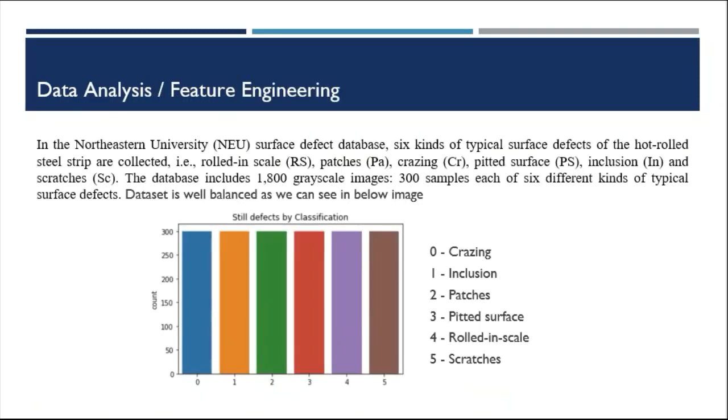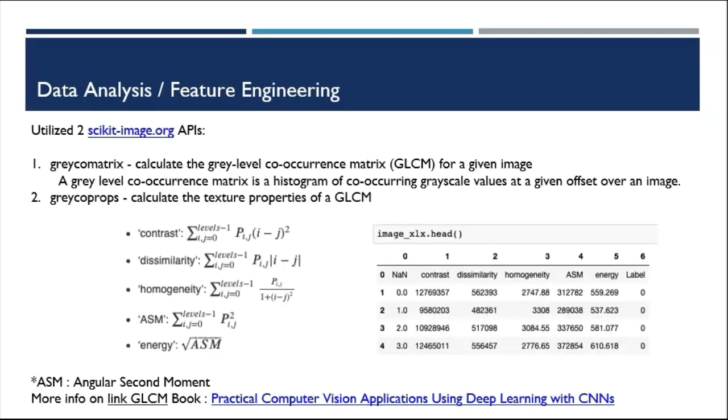We did some data analysis and feature engineering. As the graph below shows, we can see there are 300 samples for each type of defect. So we can say that our dataset is well balanced. So it justifies the use of accuracy metrics to evaluate the models.